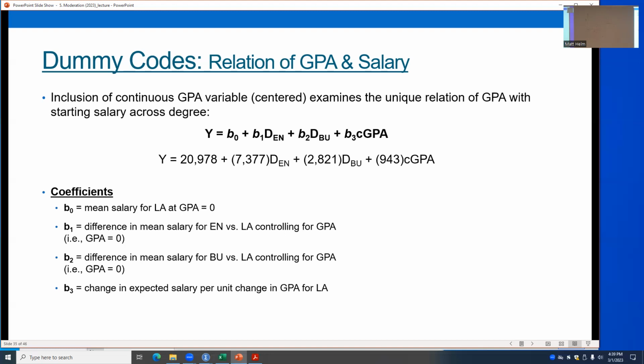My beta 1 is the difference in mean salary for engineering and liberal arts controlling for GPA. B2 is the difference in mean salary for business and liberal arts controlling for GPA. And then B3 is the change in expected salary per unit change in GPA for my liberal arts group, because this is a unique effect of X on Y, holding everything else constant at 0. If I hold everything else constant at 0, who am I talking about? My liberal arts folks, okay?